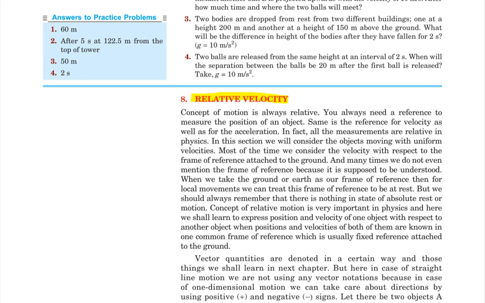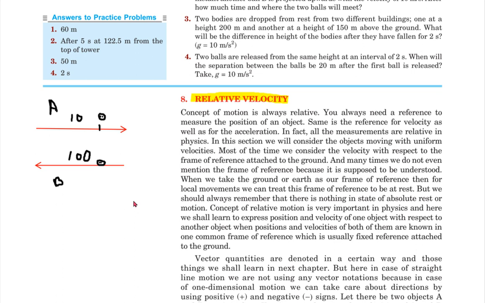Suppose I have two bodies, body A moving in this direction, and body B in this direction. Let me mark it as A and B. A moves with 10 meters per second and B moves with 100 meters per second. So I am sitting here in A, and another person is sitting here in B. So what is the relative velocity?